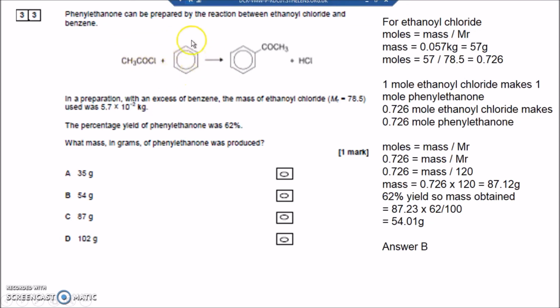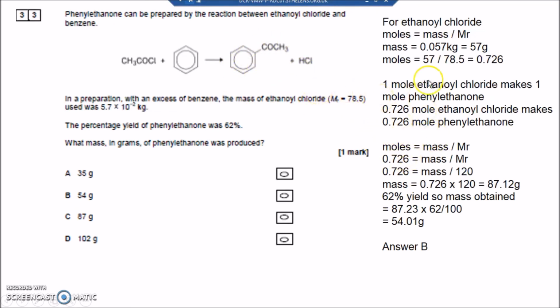That will react with 0.726 moles of benzene and make 0.726 moles of phenyl ethanone and make 0.726 moles of hydrogen chloride. But it's the phenyl ethanone that I want to concern myself with. So I've got the number of moles of this. So let's say that we've got 62% of this. Let's do the grams first. So let's turn it into grams first.